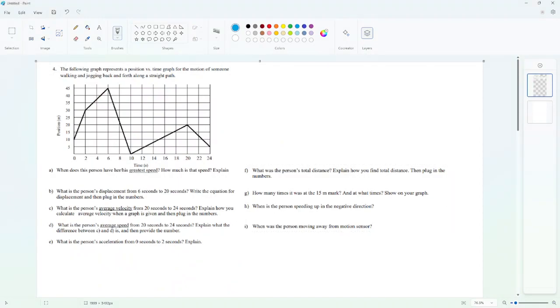Okay, this is number 4. I'm not going to read it, just going to get straight into it. Okay, so when does the person have his or her greatest speed? How much is that speed? Explain. Okay, so before we answer this question, we must look at this graph.